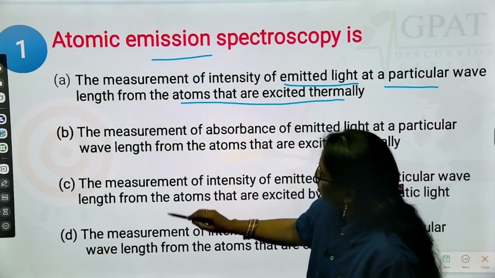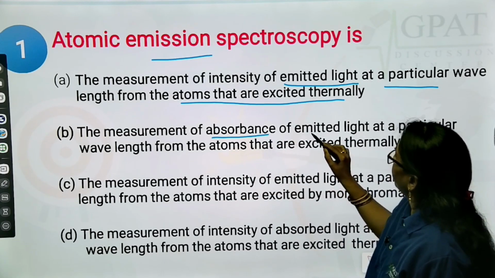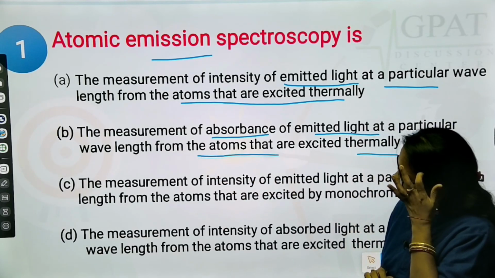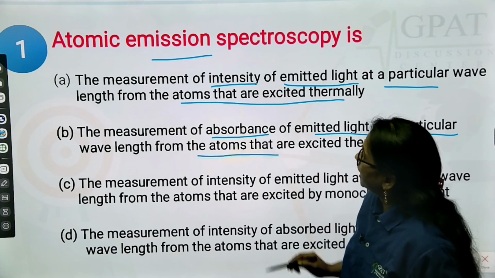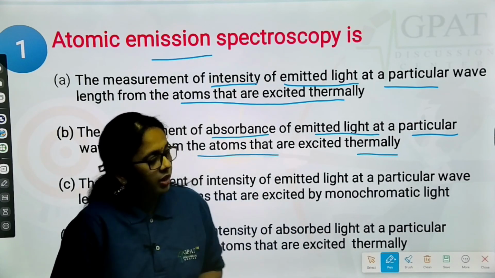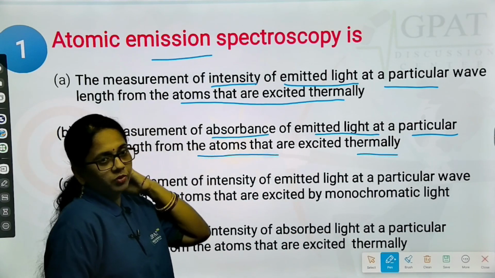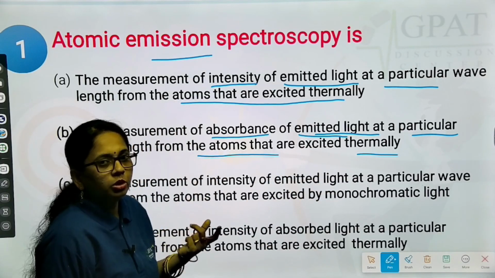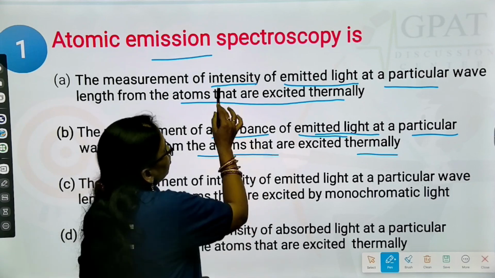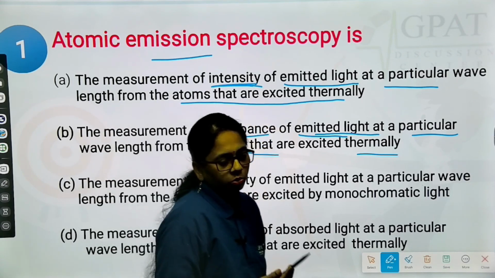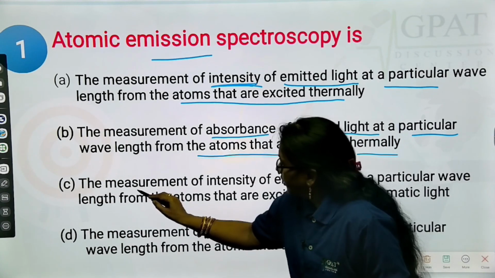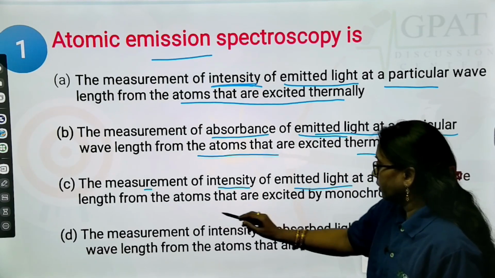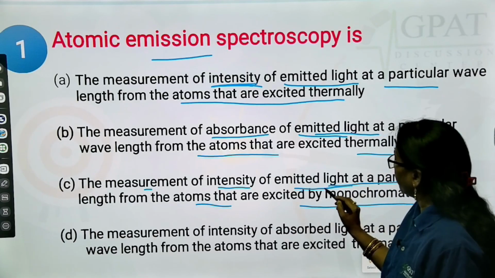And let us see the other options. The measurement of absorbance of the emitted light at a particular wavelength from the atoms that are excited thermally. Actually here they are giving intensity of the emitted light, whereas here they are giving absorbance of the emitted light. No, for emitted light we are not going to take the absorbance. Emitted light means we are going to measure it in terms of the intensity only, right? Third, the measurement of intensity of the emitted light at a particular wavelength from the atoms that are excited by monochromatic light.